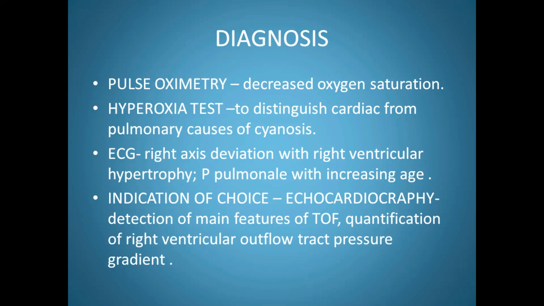The investigation of choice for tetralogy of Fallot is echocardiography. In echocardiography, we can detect the main features of tetralogy of Fallot. We can also do a quantification of the right ventricular outflow tract pressure gradient.